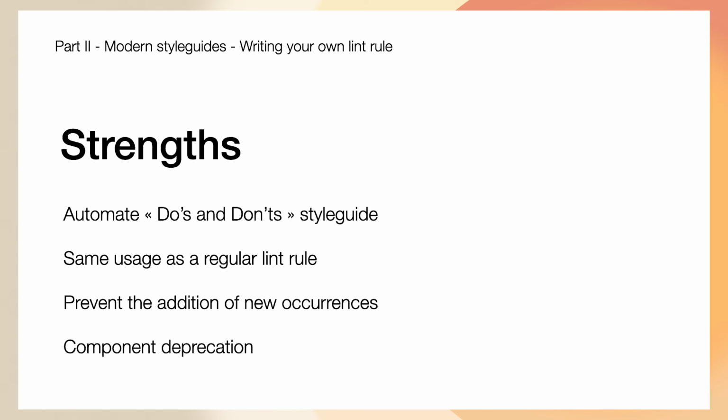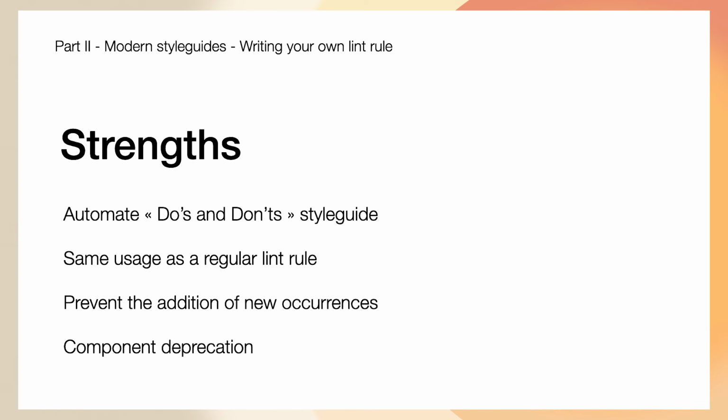What are the strengths of writing your own lint rule? It automates our do's and don'ts. You know, the written document that was painful to read, that nobody reads. Here it's directly in your code. You don't have to worry about it. If you write something wrong, you will just throw an error. You will not be able to push this code in production. This is what we want.